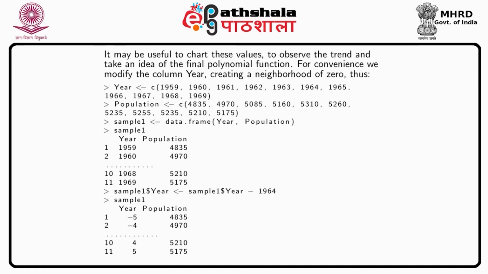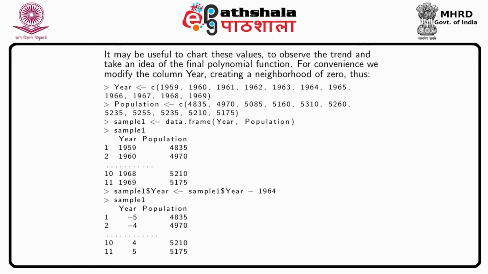So let us look at the data. Given that we have two variables, one is the year, which starts from 1959 and goes all the way up to 1969, because the dataset is for 10 years, and we have the population also, which is given for the corresponding 10 years that we have measured. So we first read those two variables into R, and then we put them in a data frame. We are calling it sample. So once we print sample, this is how the dataset looks.